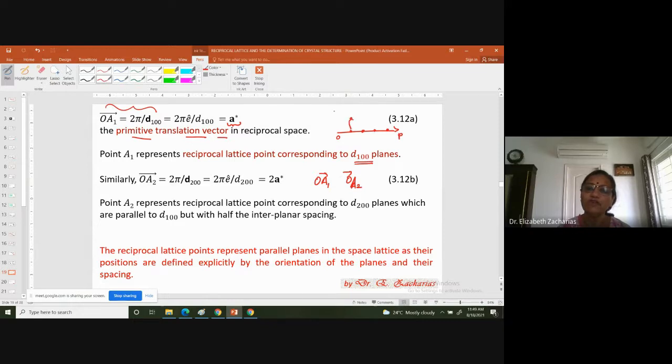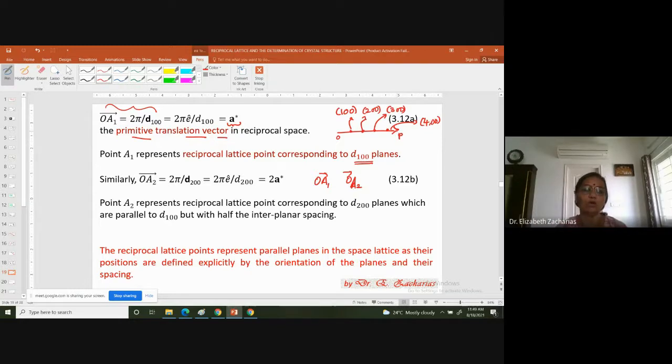This point will be representing 100. Similarly, this will represent 200. This will represent 300, and this will represent 400. But they will all lie on the same line OP, because 100, 200, 300, 400 are all parallel to each other. They are different families with different gaps, but they are all parallel. So all these families can be represented as points on OP.